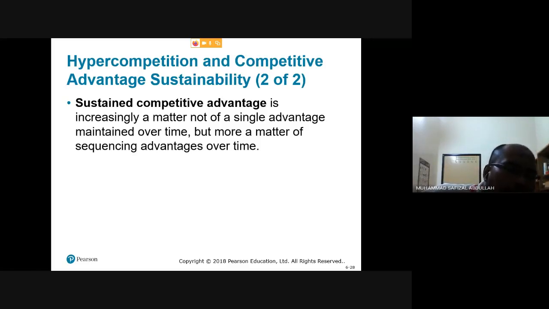If you are the market leader today, you shouldn't rest on your laurels. Instead, you should plan for the longer picture, for the longer term, for the broader perspective, so that you remain there in the long term. So this is what we call a sustained competitive advantage.